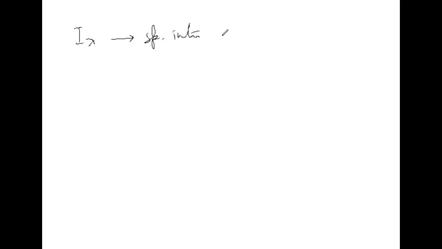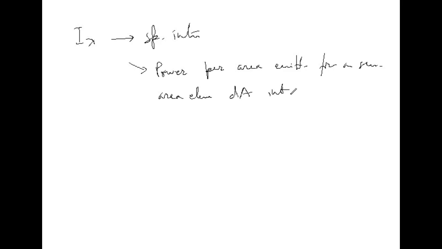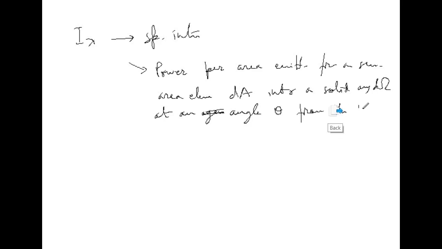Let us define I lambda to be the specific intensity, right? And it is the power per area emitted from a surface area element dA into a solid angle d omega at an angle theta from the normal to dA within the wavelength range lambda to lambda plus d lambda.